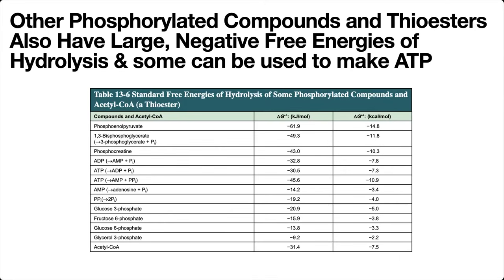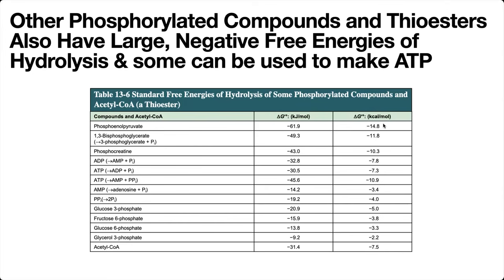As I mentioned before, other phosphorylated compounds, as well as things like thioesters, also have large negative free energies of hydrolysis, and some of these can actually be used to make ATP. Remember that we had a -7.3 kilocalories per mole to go from ATP to ADP, which would mean that if we want to just stick that phosphate group back on the ADP to give us ATP, we'd actually need 7.3 kilocalories per mole worth of energy.